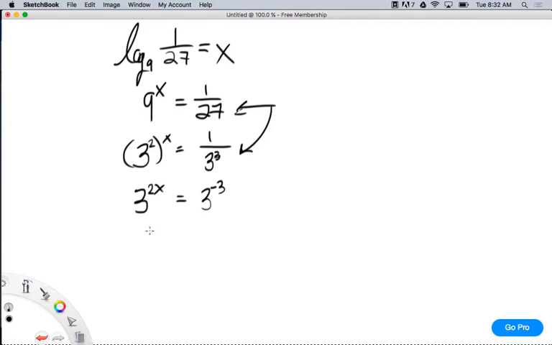Now the bases are the same, so I equate the exponents. 2x equals negative 3. Divide by 2. I get x equals negative 3 halves.